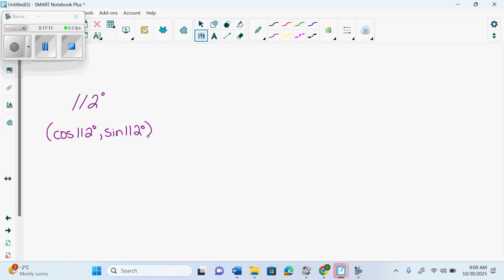Cos 112 degrees, sine 112 degrees. Sometimes that's just the answer. More often than not, though, it's a decimal. So they would say to 3 decimal places. They'll give you multiple choice. You put cos 112 in, there's going to be a decimal. Sine 112, there's going to be a decimal. Can someone give me cos 112 degrees to 3 decimal places?